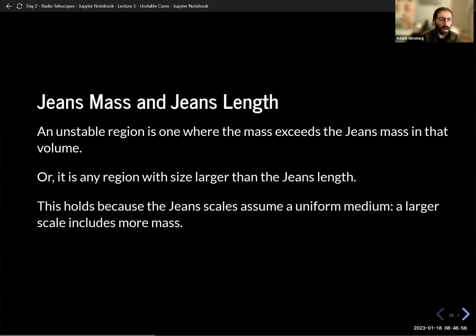Okay, so again, the Jeans mass and Jeans length define the largest mass and the largest size that will not undergo collapse. Anything bigger does collapse. The reason a larger length results in collapse is because a larger Jeans length includes more mass in this uniform cloud. And more mass means more gravity.